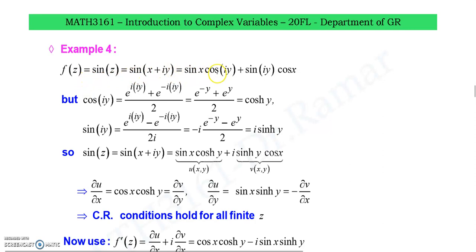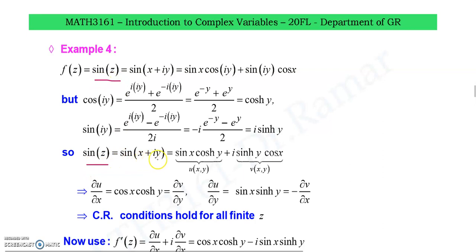You can write the rule from the trigonometry, sin a cos b plus cos a sin b. Then you can apply these rules for cos iy. What is the rule? Then you can convert into the hyperbolic. So now I can write sin z. See, sin z is the given function in the question.